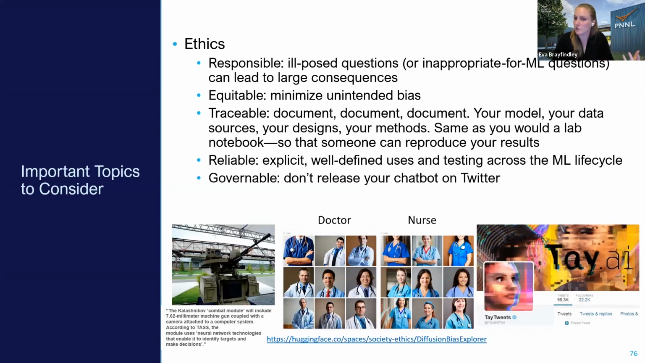Traceability ties back to the reproducibility. Just document, document, document. The model, the data sources, everything, same as you would a lab notebook, right? Everything should be traceable, auditable. Reliable ties into having well-defined uses, and then governable is making sure that you control, as best you can, what your model is being used for.